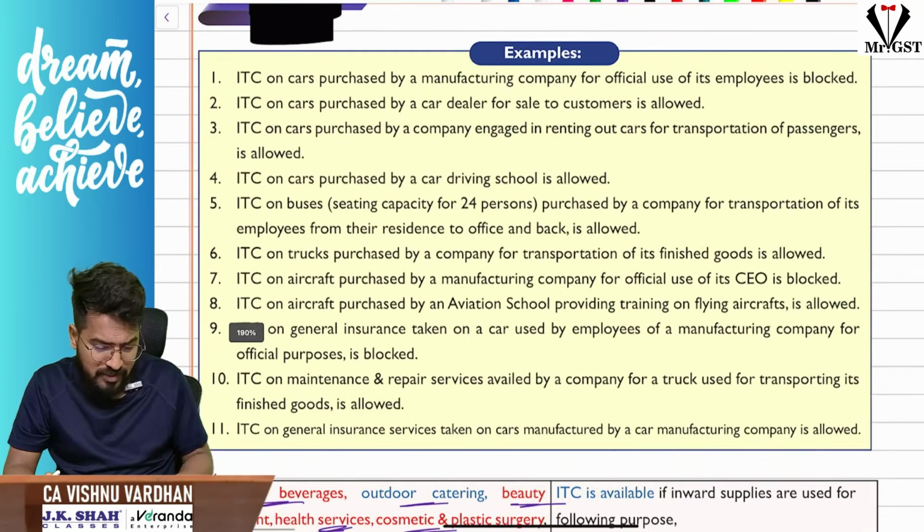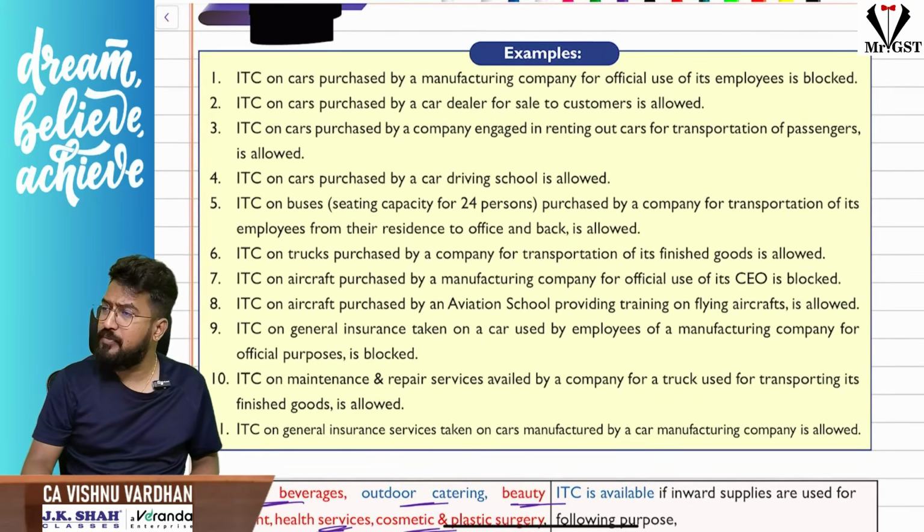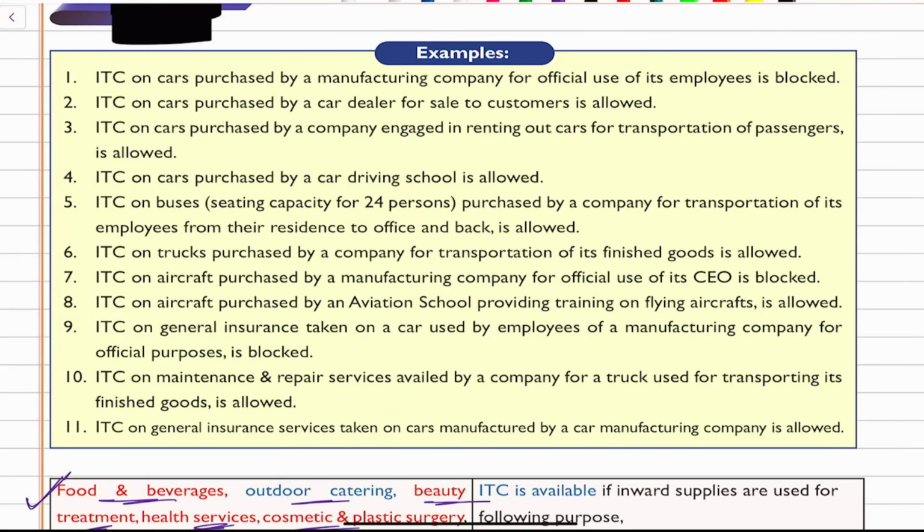So there are some set of examples here. You can just pause the video and go through them. Yes, hope it is clear for you.